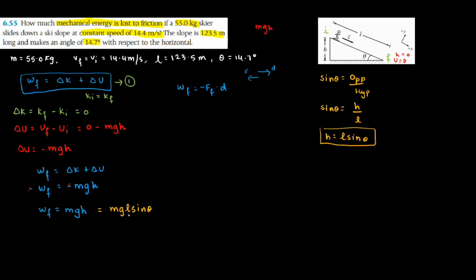Now we have everything given to us in the question to solve this. m is 55, g is 9.81, the length of the slope is 123.5, and the angle theta is 14.7. When you solve this, you will find that the energy lost due to friction is 16909 joules.